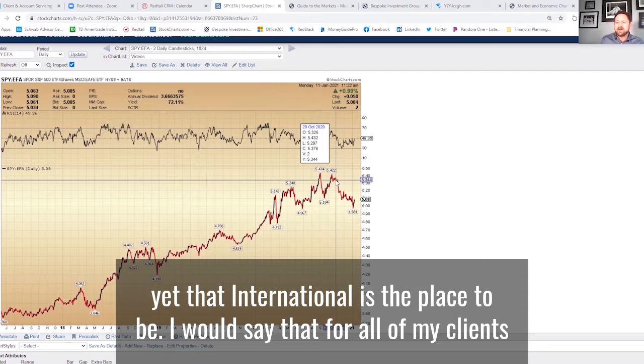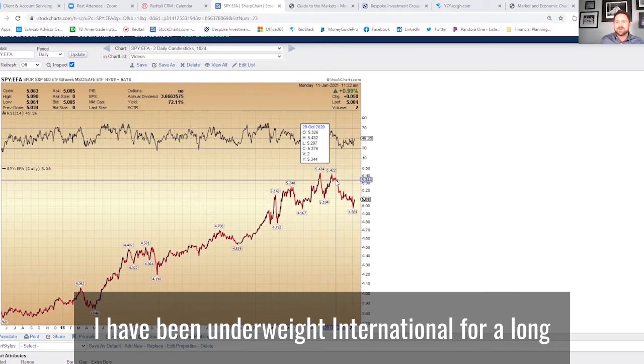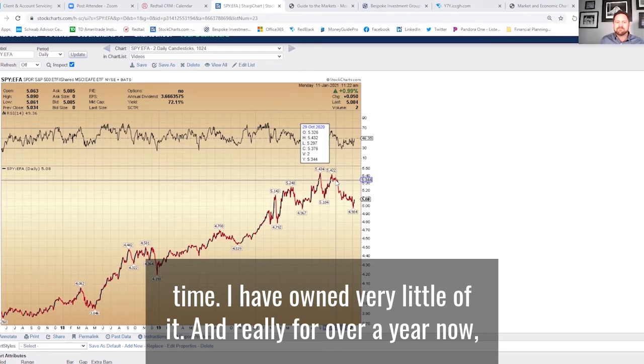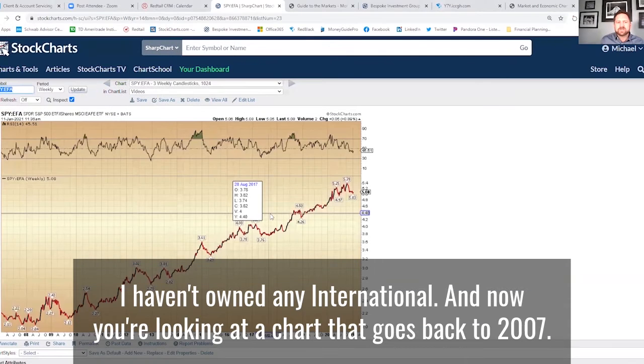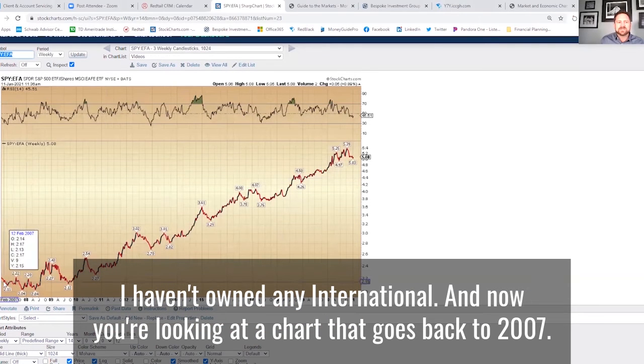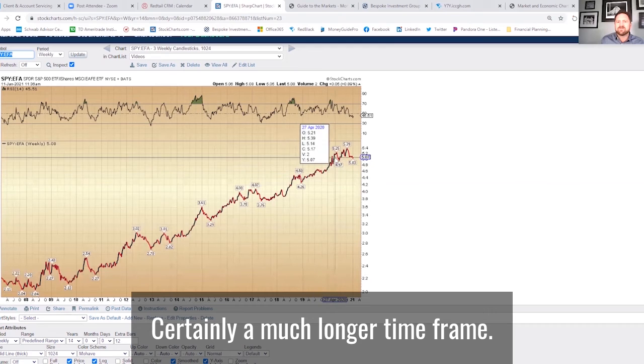I would say that for all of my clients, I've been underweight international for a long time, have owned very little of it. And really for over a year now, I haven't owned any international. And now you're looking at a chart that goes back to 2007, so certainly a much longer time frame.